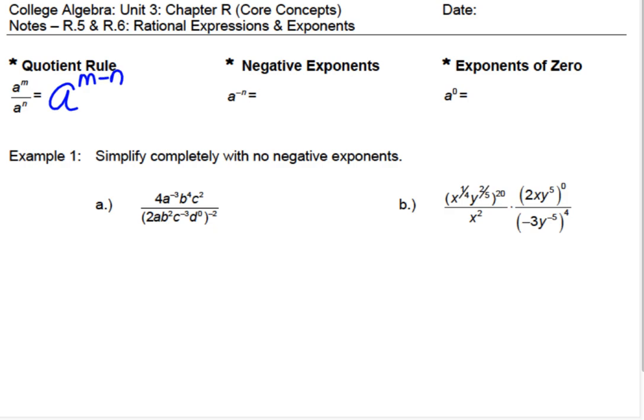If I have a negative exponent, a to the negative n, we send that to the bottom, and it becomes 1 over a to the n. If I have an exponent of 0, a to the 0, 5 to the 0, 3 to the 0, it always just reduces to 1.